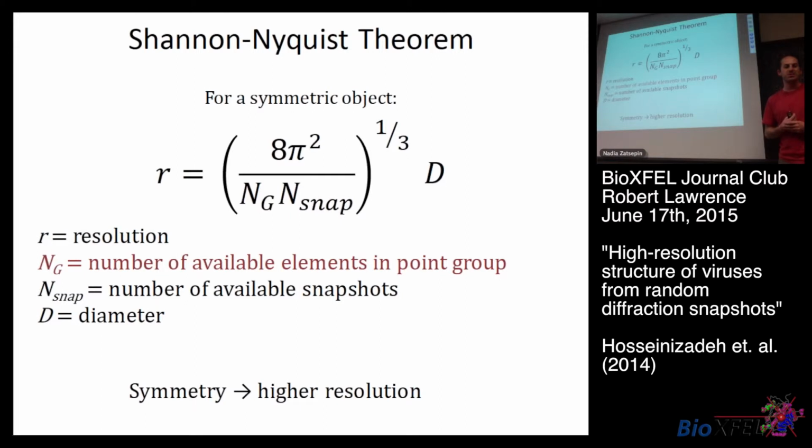Another thing that's discussed in this paper is the Shannon-Nyquist Theorem. This is not specific to crystallography, but it's a theorem that is adapted in this paper to show how resolution is a function of the number of available elements in a point group, defined by NG here, as well as the number of available snapshots.